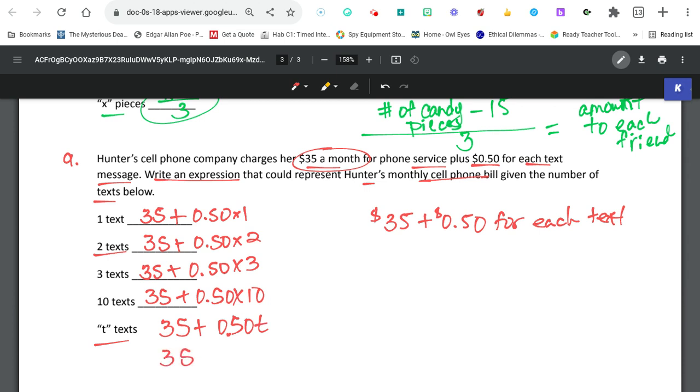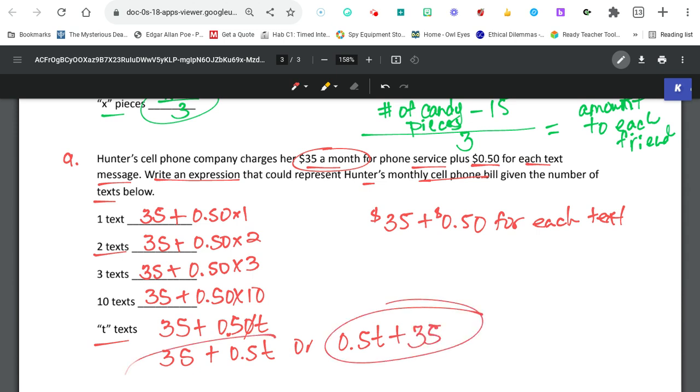Or you can write it like this. You don't have to put that 0.50. You can just put 0.5. You can cross that 0 out or drop it. Or you could write your variable term first. Up to you. All right, that's it.